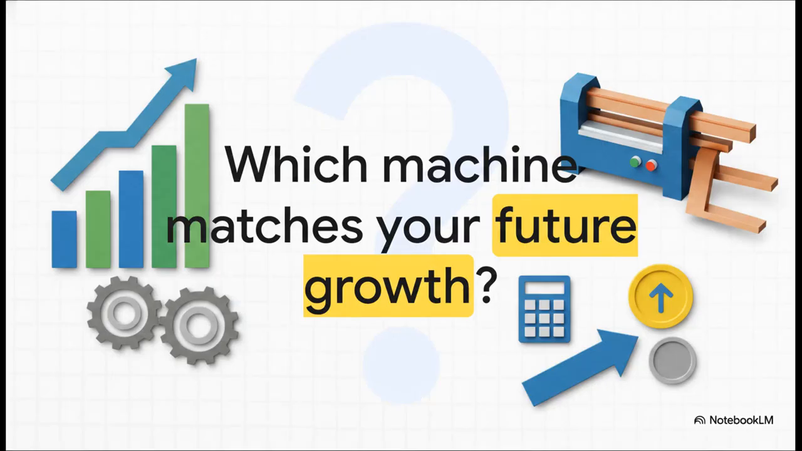As we wrap up this explainer, I want to leave you with this final provocative thought. Which machine truly matches your future growth? Don't just buy for what your workshop is doing today. Buy for the volume, the precision, and the efficiency you want to achieve tomorrow. Look beyond the price tag. Run your total cost of ownership math and critically evaluate which equipment tier will actually be the foundation of your long-term success.